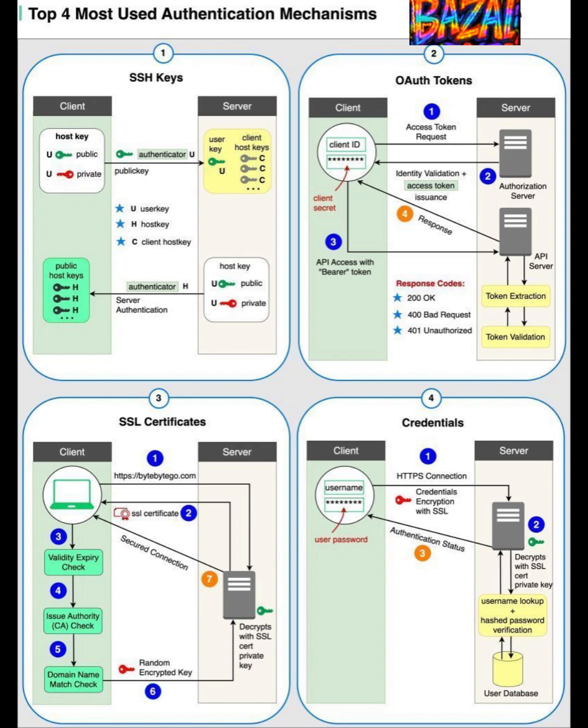Finally, the most common method, username and password authentication. The client sends credentials over an encrypted HTTPS connection. The server decrypts the request, looks up the user, and verifies the hashed password against the database. If valid, authentication succeeds. This method is simple and universal, but also the most vulnerable.